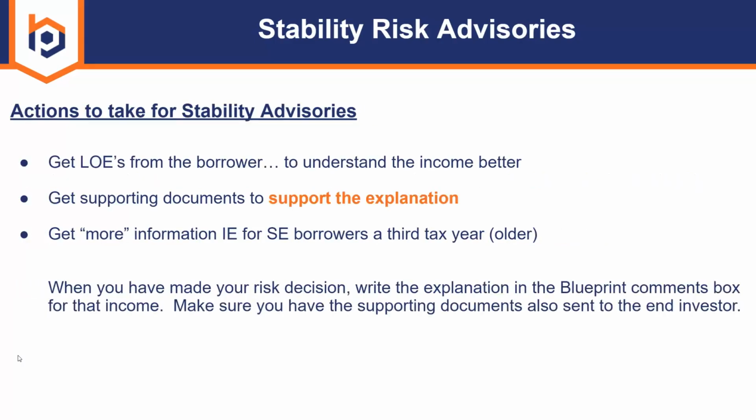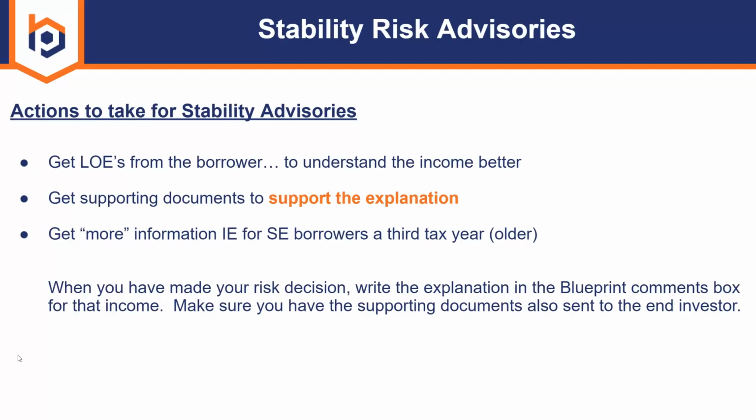Now, what do we recommend when you see these stability advisories? Get letter explanations from the borrower to understand the income better. Get supporting documentation to support the explanation. Now, you want to make sure you can support the explanation outside of what the borrower said and that an unbiased third party would agree with your conclusion. Get more information. Now, what we found in our experience is sometimes you got to get a third tax year, or you got to get a letter from the employer or another outside source to show that this instability really is a non-issue and is temporary in nature.